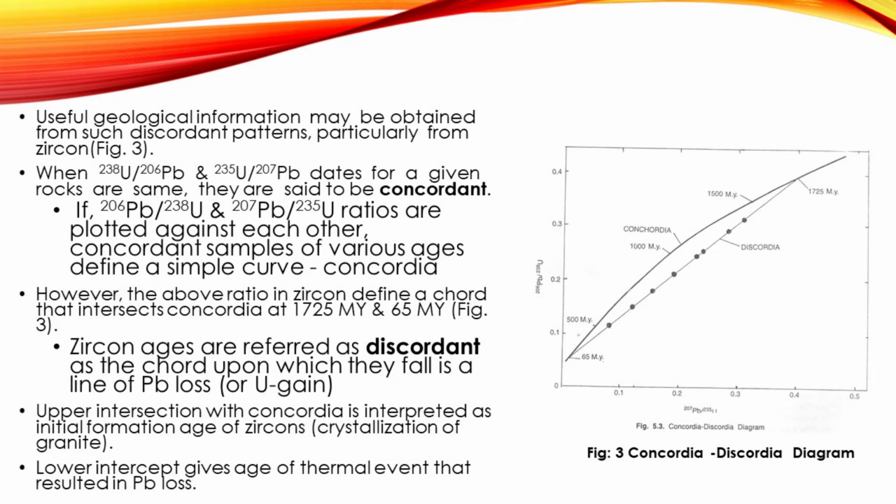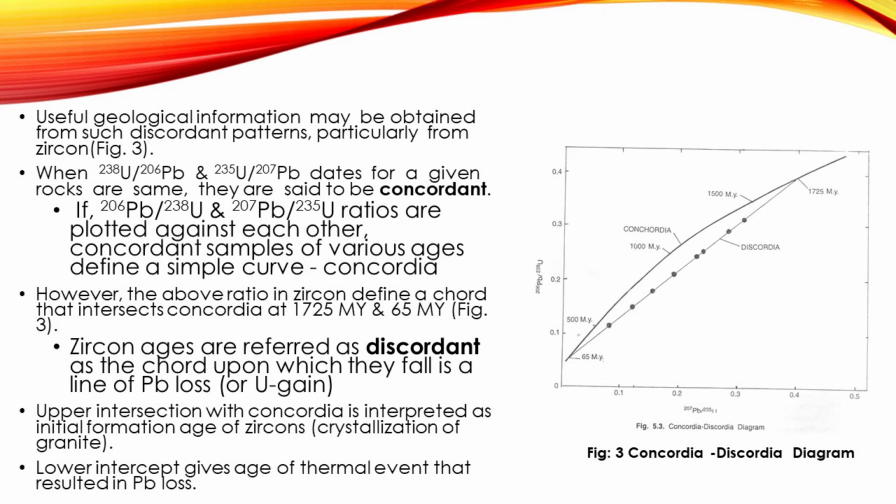When the uranium-238 to lead-206 ratio and the uranium-235 to lead-207 ratio dates for a given rock are the same, they are said to be concordant dates. If the ratio lead-206 to uranium-238 and the ratio lead-207 to uranium-235 are plotted against each other, the concordant samples of various ages define a simple curve which is known as concordia.